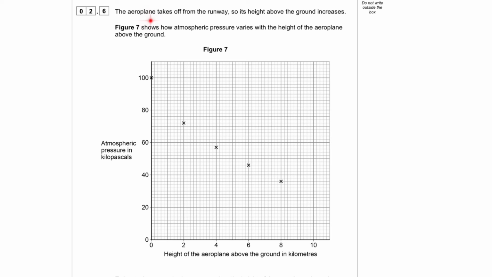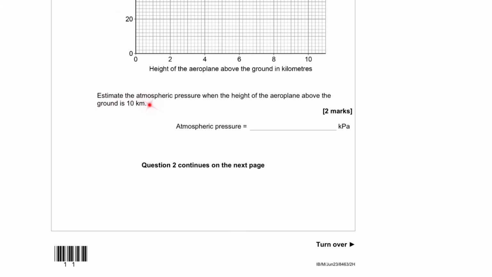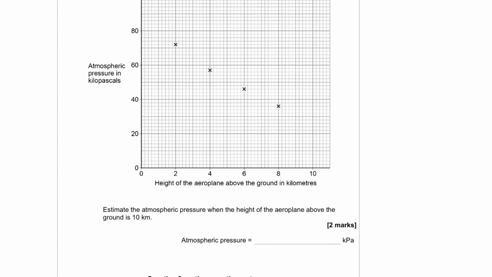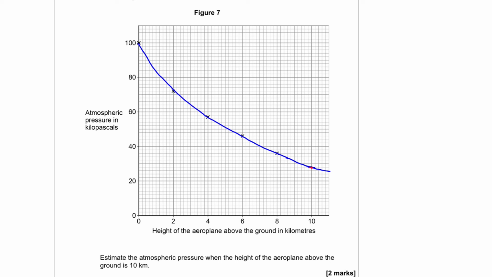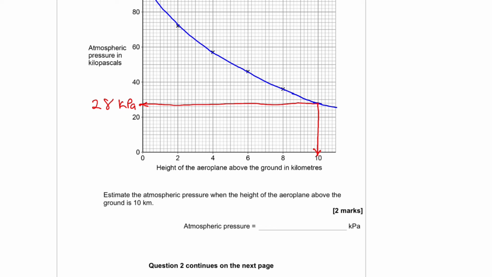Question 2.6. The aeroplane takes off from the runway, so its height above the ground increases. Figure 7 shows how atmospheric pressure varies with the height of the aeroplane above the ground. Estimate the atmospheric pressure when the height of the aeroplane above the ground is 10 kilometers. So we want to come to the graph and we want to draw a curve along the graph, a line of best fit. That's the curve along the graph. And then we want to mark the height at 10 kilometers. So that's 10 kilometers, that point there. And we want to draw a line going to there. And that gives us 28 kilopascal. So we want to come up here and write 28 kilopascal.